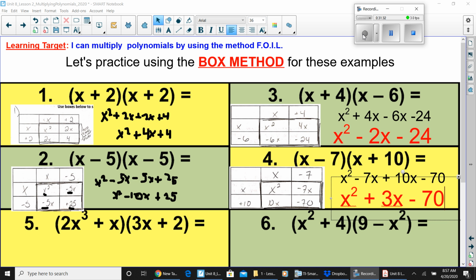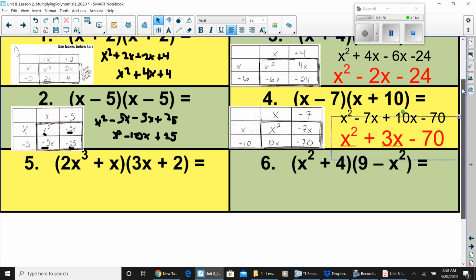Okay, for number 3 and 4, I have the box methods there. If you want to look at them, just take a look at them. The final answer should be x squared minus 2x minus 24 for number 3. And number 4 should be x squared plus 3x minus 70. Just press pause on the video if you need to see, because I'm going on to number 5 and number 6.